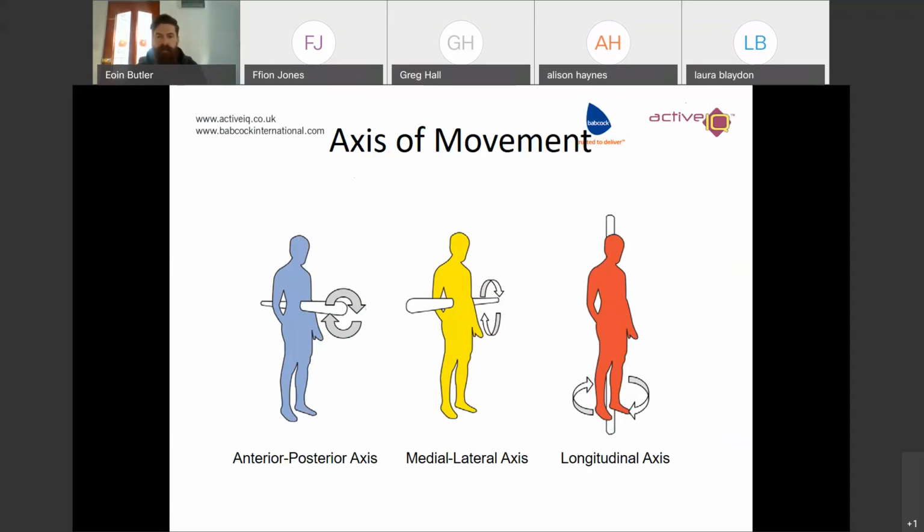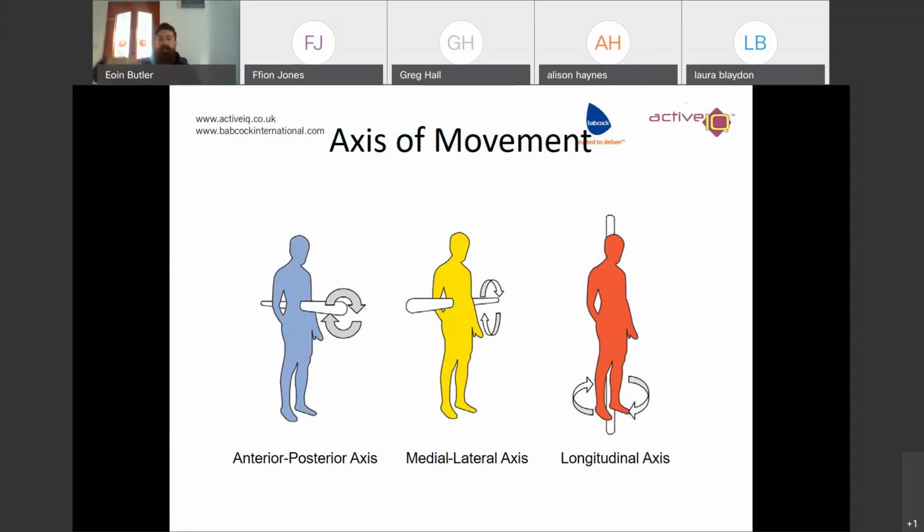Similarly, if I've got a medial lateral axis, this is where my broom handle is going in one side of the body and out through the other side. If I rotate that broom handle, I'm getting movement in the sagittal plane. Again, if we think about the shoulder joint, my broom handle comes in through the side, out through the other side, so it's working across this way. If I then rotate that broom handle, I'm getting movement in the sagittal plane where my arm comes up in front and down in front. So I'm getting shoulder flexion, shoulder extension, in the sagittal plane.